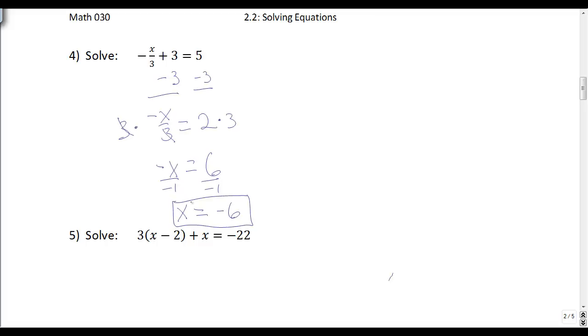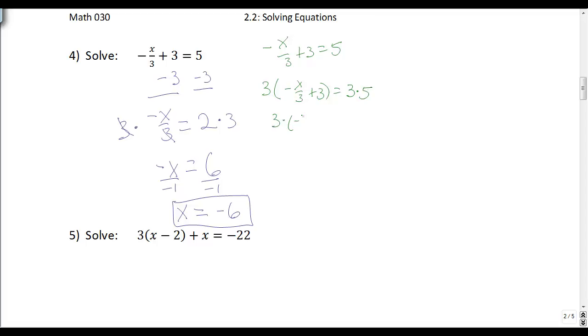Now let's do this another way. So we'll start over here. We have -x/3 plus 3 equals 5. Something else I often will do is just get rid of those denominators right away. That is, change this into a whole number question. So to do that, I'm going to multiply both sides by 3 as my first step. And then this 3 will distribute.